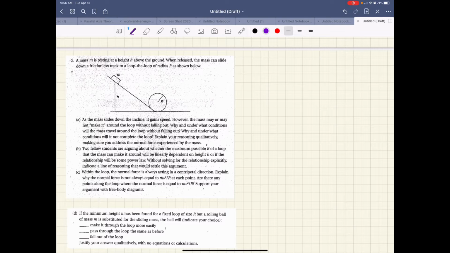Okay, here we have question 2. A mass m is resting at a height h above the ground. When released, the mass can slide down a frictionless track to a loop, the loop of radius r, as shown below. Part A: as a mass slides down the incline, it gains speed.